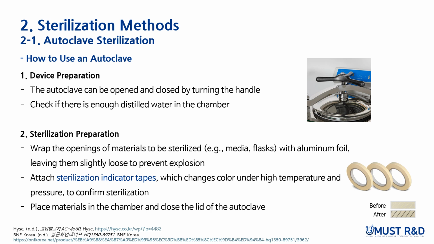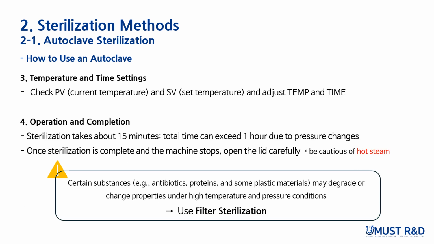Once everything is prepared, place the materials inside the chamber, close the lid, and turn the handle to the closed direction to seal it. On the autoclave panel, you can check the current internal temperature and set temperature. You can adjust the temperature and time through the panel controls.